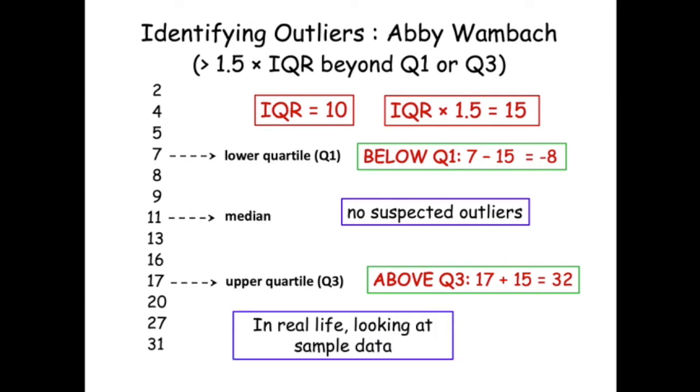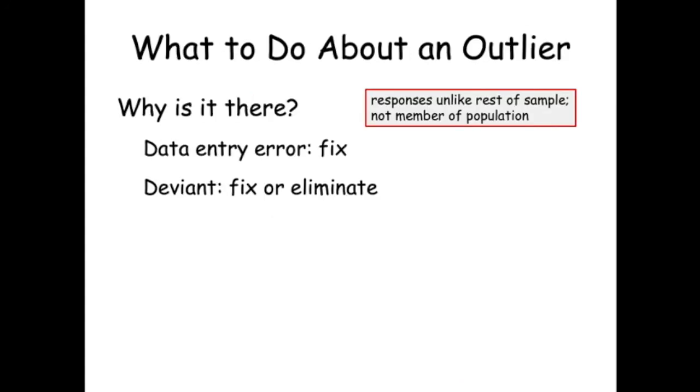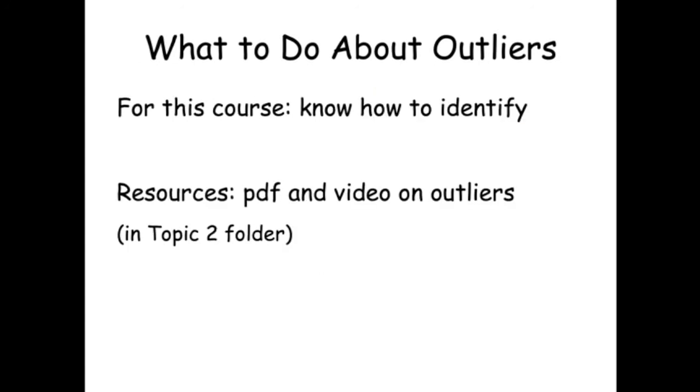In practice, of course, we examine data sets for a sample of subjects, not just one individual. There are several options for dealing with an outlier. Always report any outliers, including what you did about them. For this course, you only need to know how to identify outliers, but there are several resources available if you want to learn about managing them.